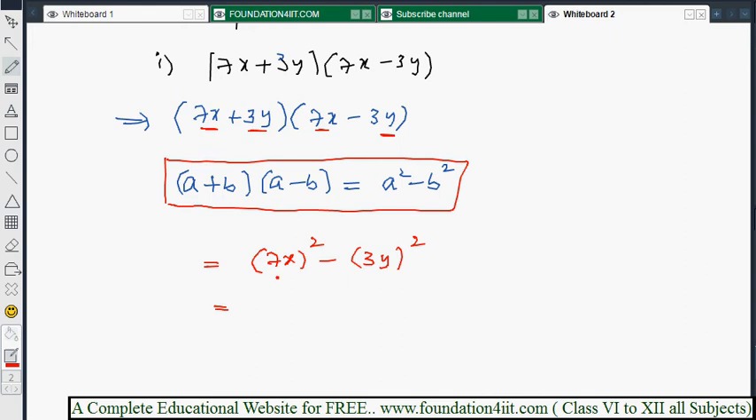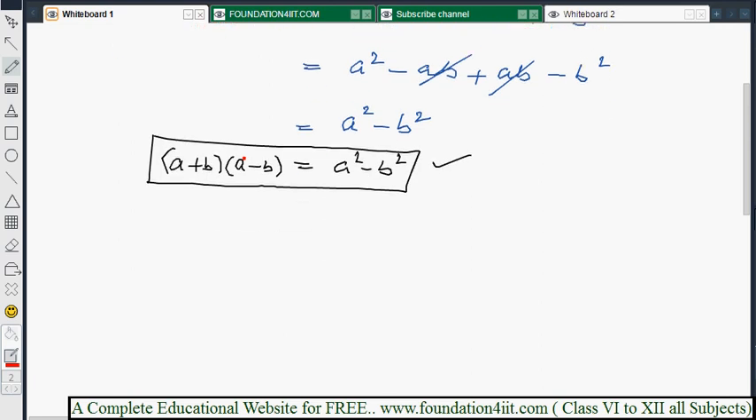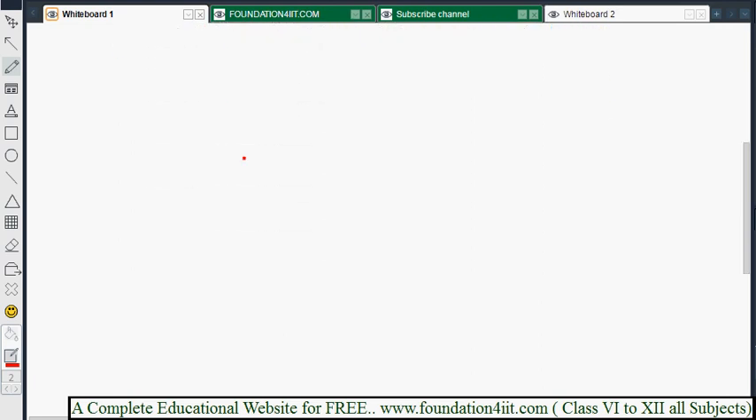7x whole square means 7x into 7x. So 7 square is 49, x square is x square only, minus 3y overall square. So 3 square is 9 because 3 threes are 9, and y square. That's it. So 49x square minus 9y square. We need not expand with the distributive law and solve again. We can apply directly like this, and this is the only formula applied in everything.